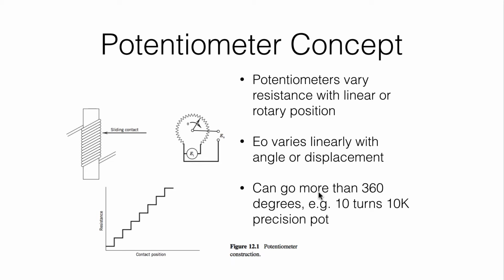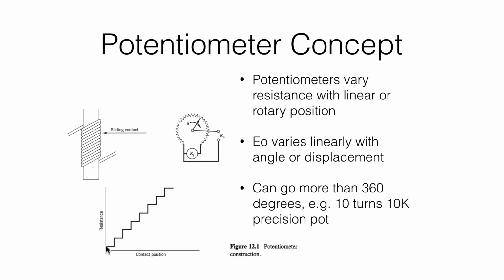Now, some potentiometers go more than just 360 degrees around. A typical one you might find would be a precision potentiometer that would go 10 times around to change the resistance over a 10K band, so that it could go around and around. And traditionally, these potentiometers were made by winding fine wire onto a substrate, and then the contact would slide along there, making contact with only one of those wires at a time, so the total resistance would change with the length of the wire that was in the circuit.